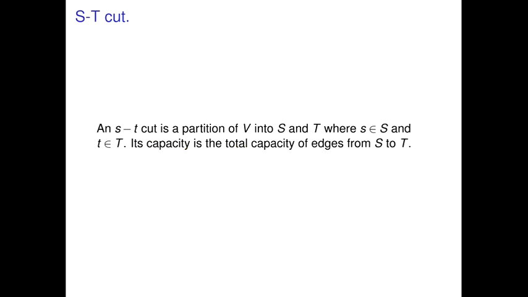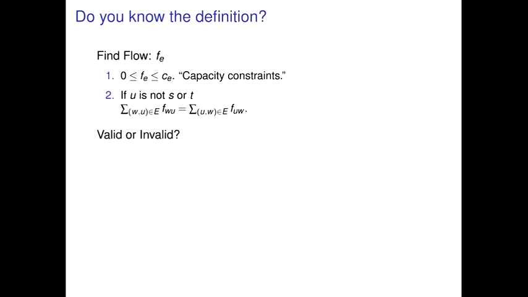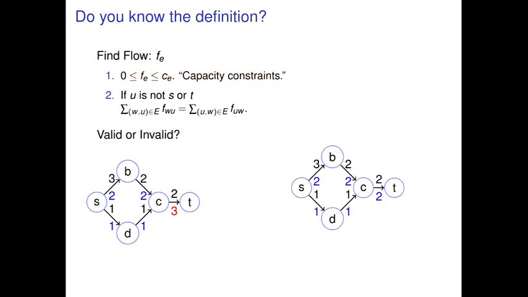Okay. So an ST cut is a partition of V into big S and big T, where little s is in big S and little t is in big T. Okay? And its total capacity is the capacity of the edges from S to T. This is just generically what it is. Okay, so here you go. Let's just see if you remember. Is that a valid flow? Because we saw this last time, right? This is too big. And is that a valid flow? No, because the flow into here is not equal to the flow out. And this is not S and T. Okay?